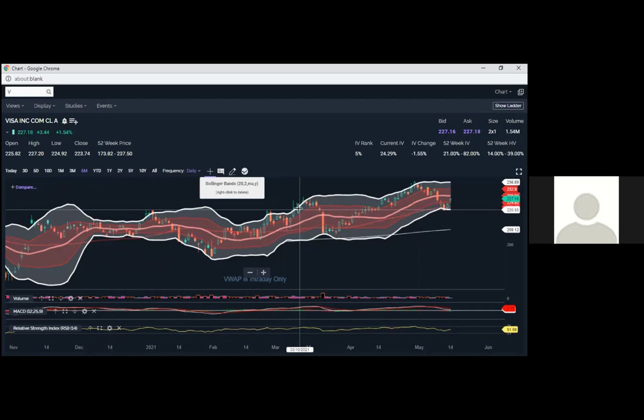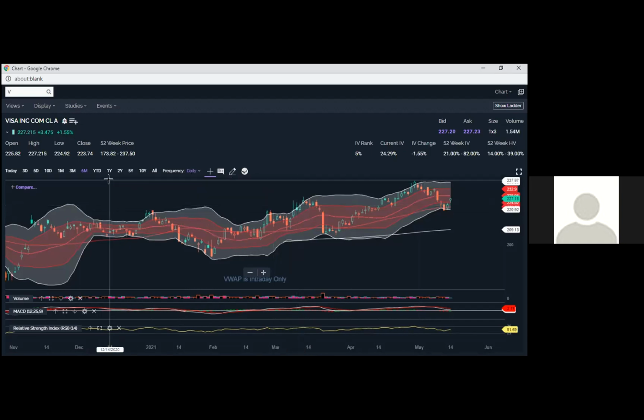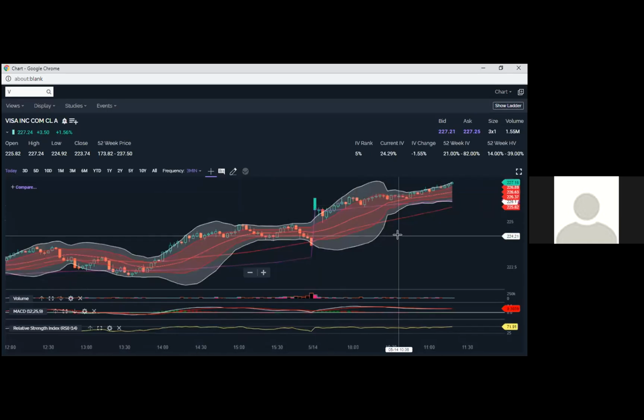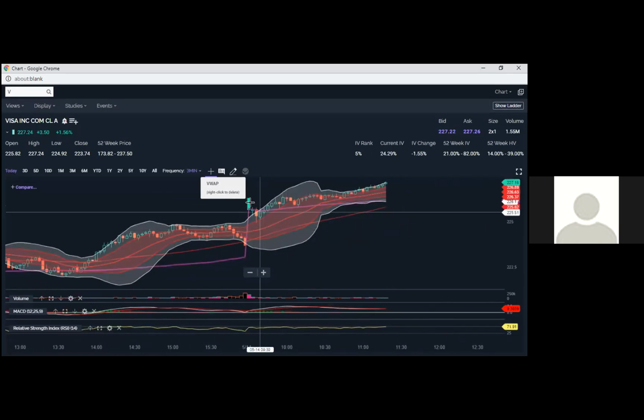I noticed you're using the 6-month time frame. Can you use this on any time frame? Yeah, as I showed earlier, you can use it for scalps. So for instance, if we were playing Visa today, I like to use a 3-minute. My example that I showed earlier was Visa at open.